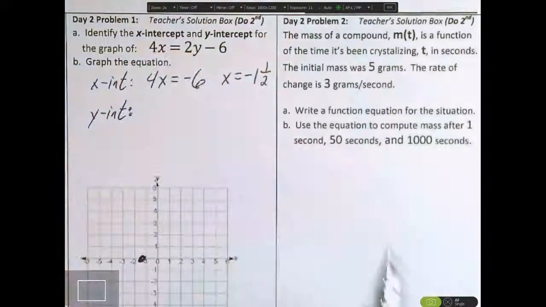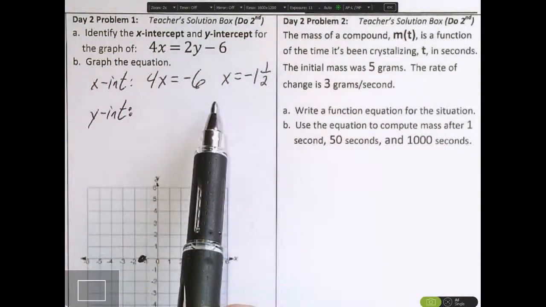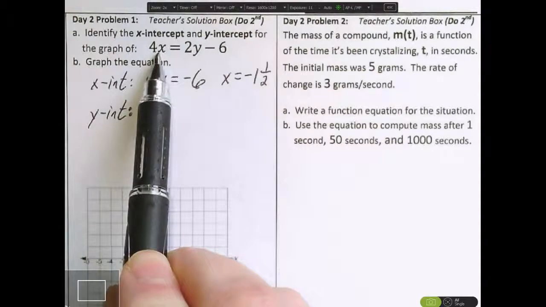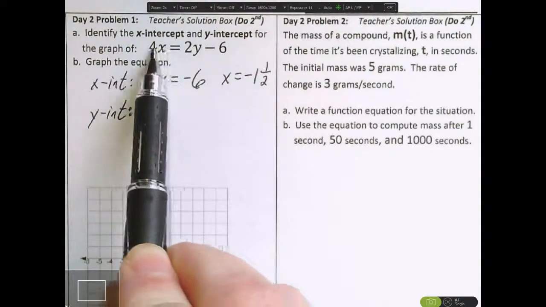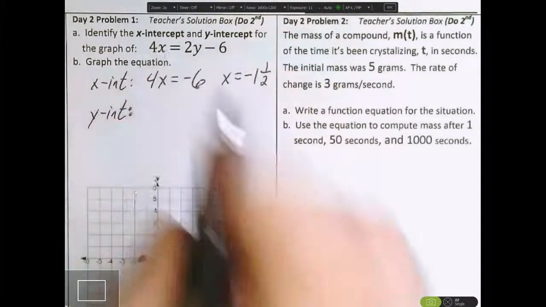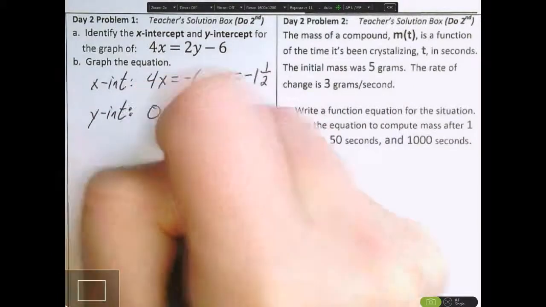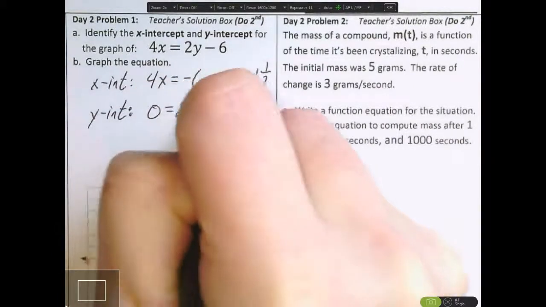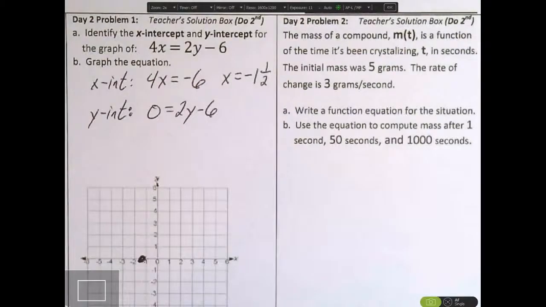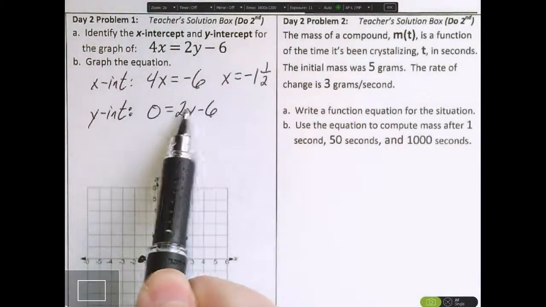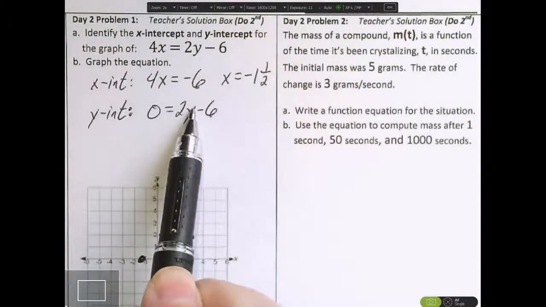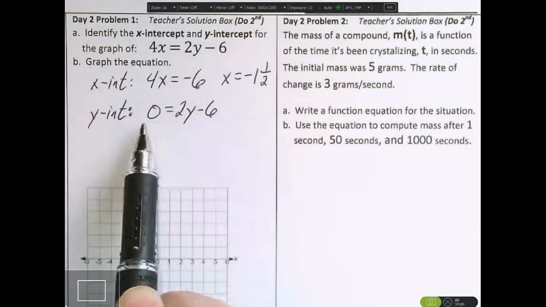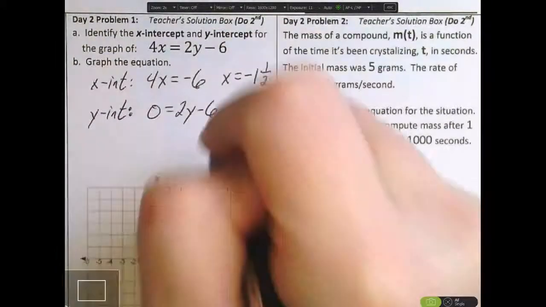To find the y-intercept of this equation, we can substitute a 0 in place of the letter x. So 4 times 0 would be 0. So this is going to be 0 equals 2y, take away 6. 2 times 3 would make 6 here, and then take away 6 would create the 0. So y must equal 3.